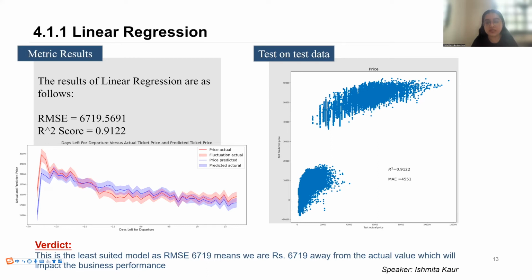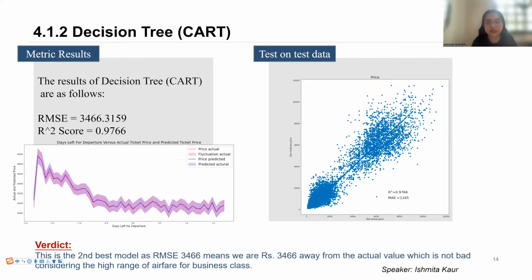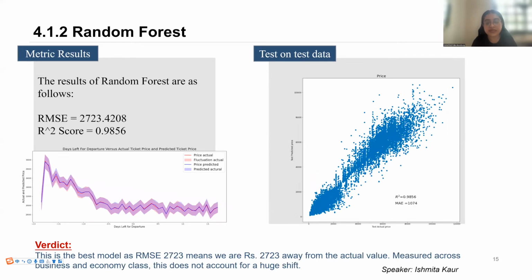Moving ahead to the next, which is the decision tree. This has further dropped in terms of the RMSE value. And on the left, you can see there is a clear overlapping. And on the right also, the line looks a bit clearer, making it better than linear regression, but not the best model. Moving ahead to the random forest model, the RMSE value has further reduced to 2723.